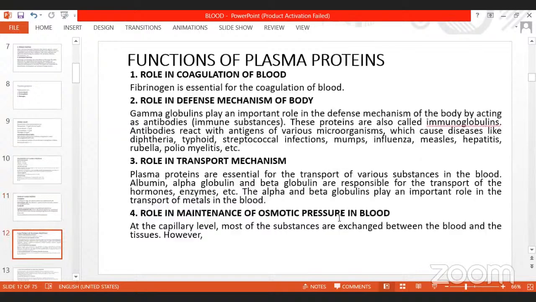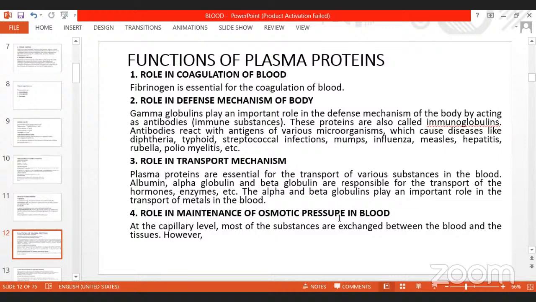Coming to the functions of plasma protein, the major function is coagulation of blood by the fibrinogen. And defense mechanism by acting as antibodies, immunoglobulin, gamma globulin. All this will help in the defense mechanism. These proteins are also called immunoglobulins. These antibodies react with antigens of various microorganisms which cause diseases like diphtheria, typhoid, streptococcal infection, and so on.